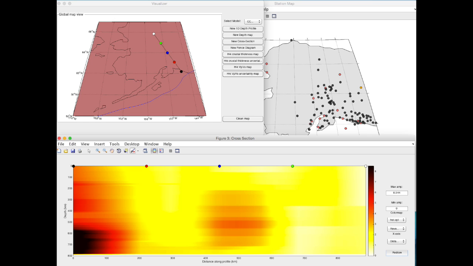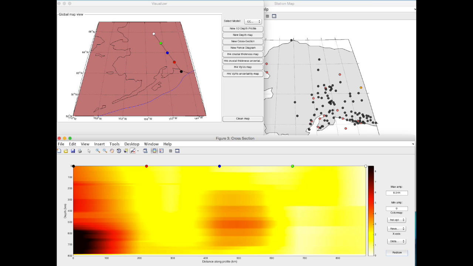I wrote a new application for very simple and intuitive common conversion point stacking. This is a method of making a 3D view of a region with receiver functions. In order to actually view these models, I built a new add-on called Visualizer, which allows you to load a 3D model and slice it to make 2D images.